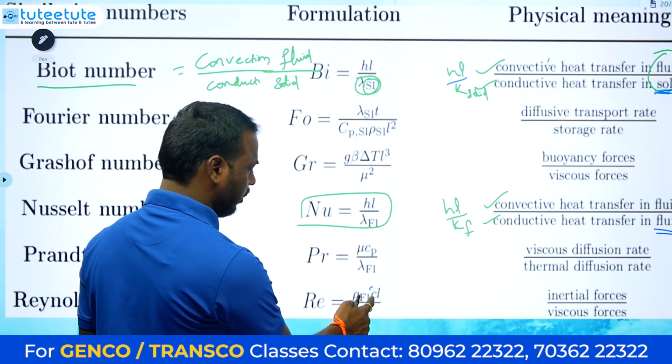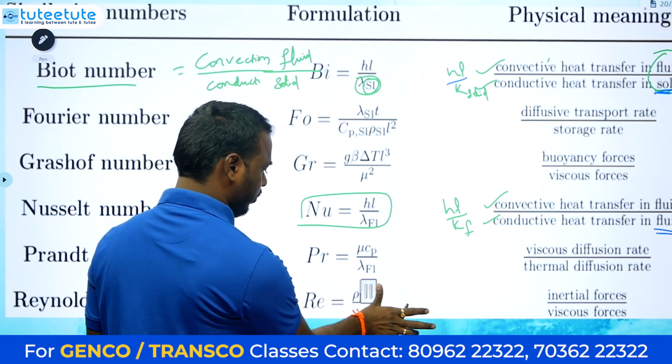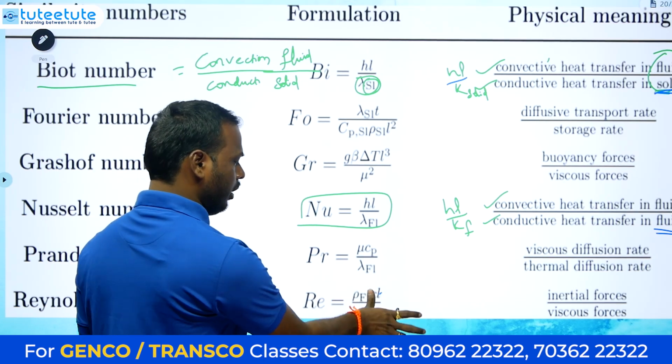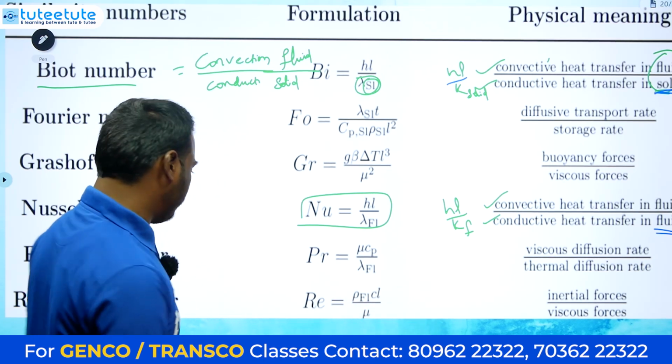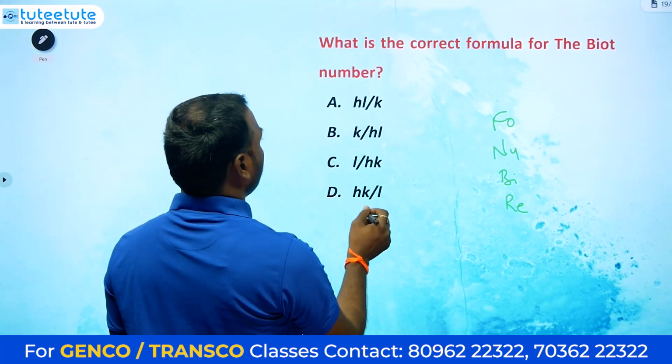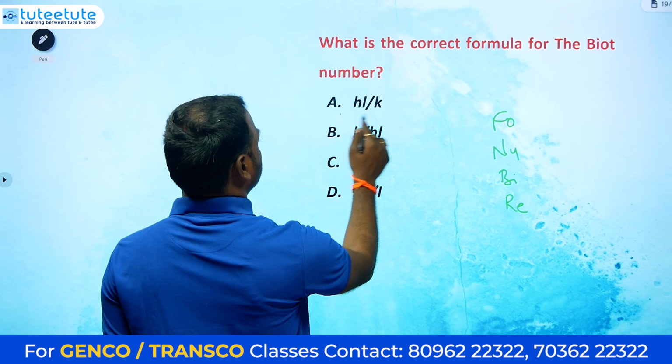See here, c is nothing but velocity generally. Okay, rho of the fluid, c is velocity, L is length, mu is viscosity. So if you look at that, hL by k, this is the answer.